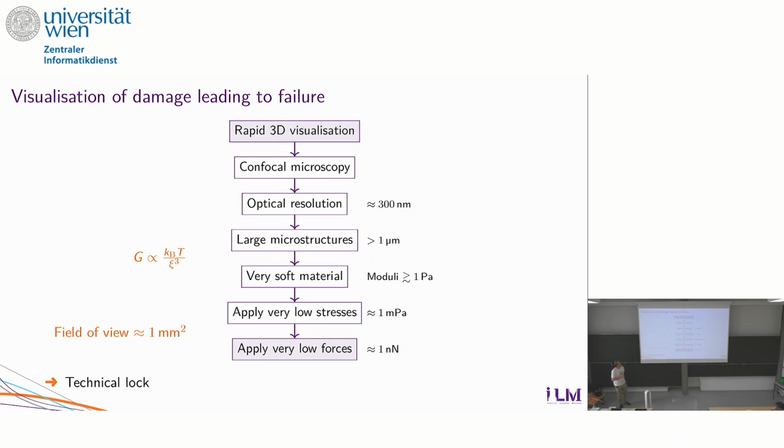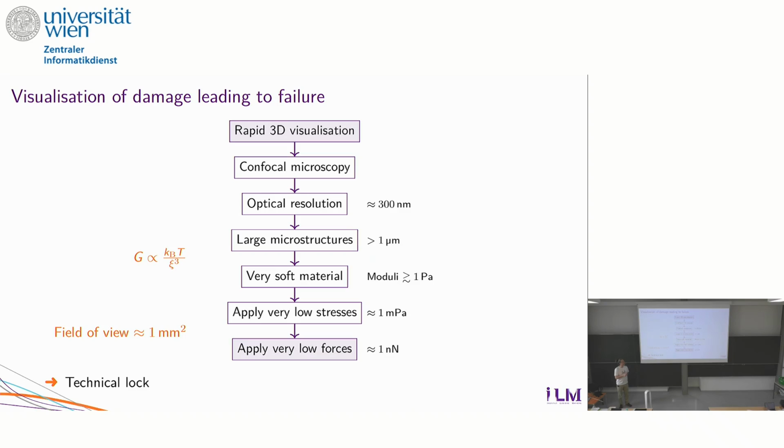And so here is the issue. We want rapid 3D visualization of what is going on in the sample. The sample is inherently 3D, so we really need 3D visualization. And it needs to be fast, so we'll use confocal microscopy. But confocal microscopy is an optical technique, and it's limited by diffraction. So basically, anything that is smaller than 300 nanometers, we won't be able to distinguish.